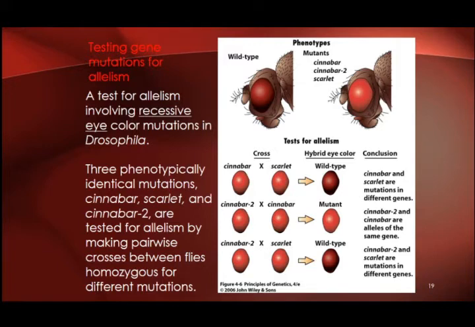Cinnabar2 and scarlet will get wild type. So if you get wild type, the cinnabar and scarlet mutations are in different genes. If you get mutant, it means that they are alleles of the same gene.